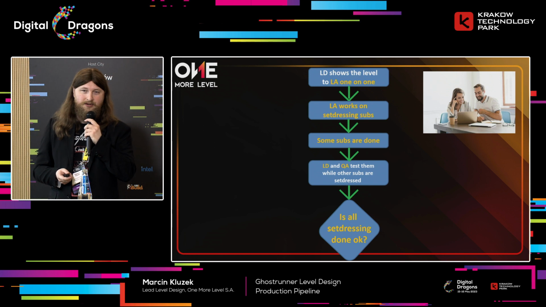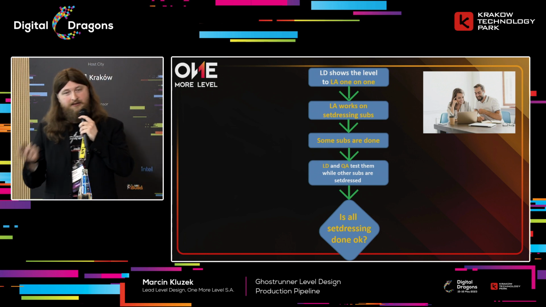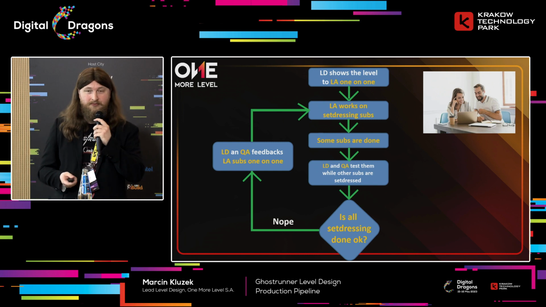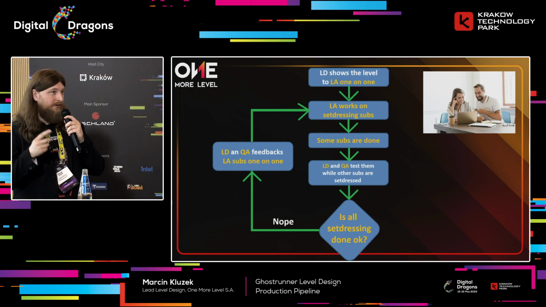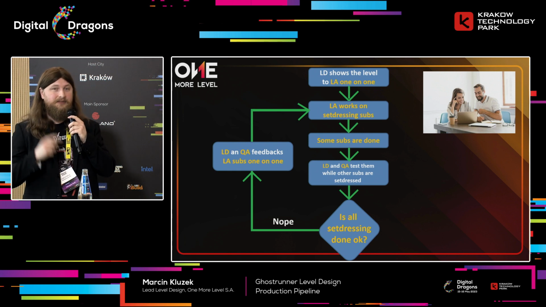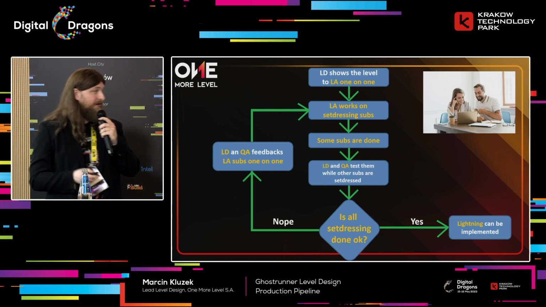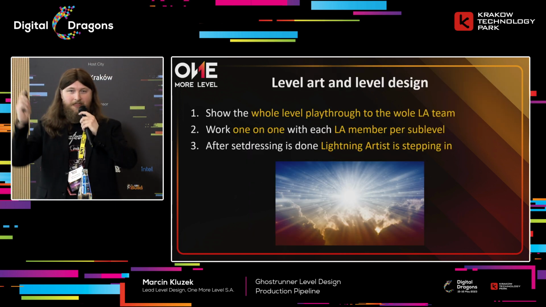We are asking the question together with QA: is the set dressing okay? Is it blocking the main path? Is it changing anything too much? We feed it back in a one-on-one situation with the level artists, and we do this process a couple more times until all the set dressing is done in the level. When all the set dressing is done, the lighting can be implemented. So the lighting artist is stepping in.